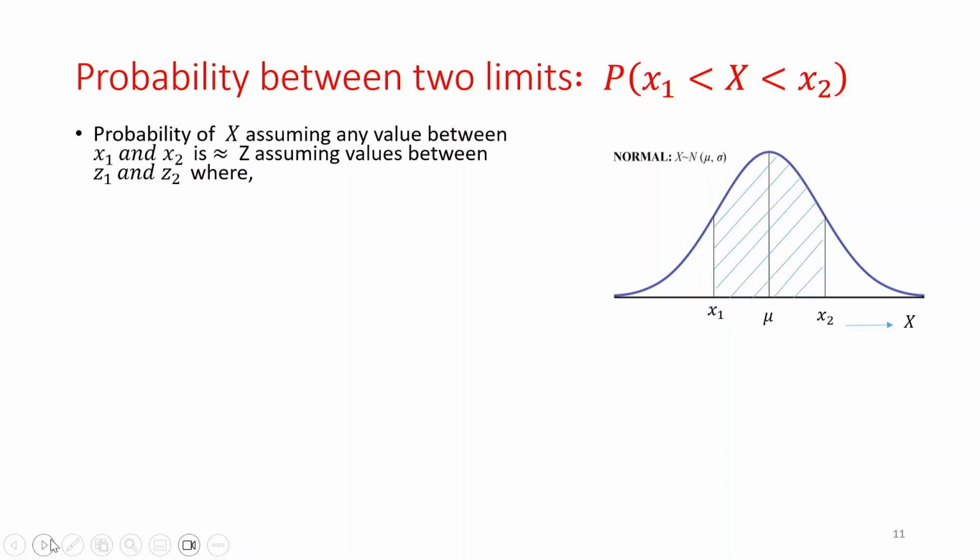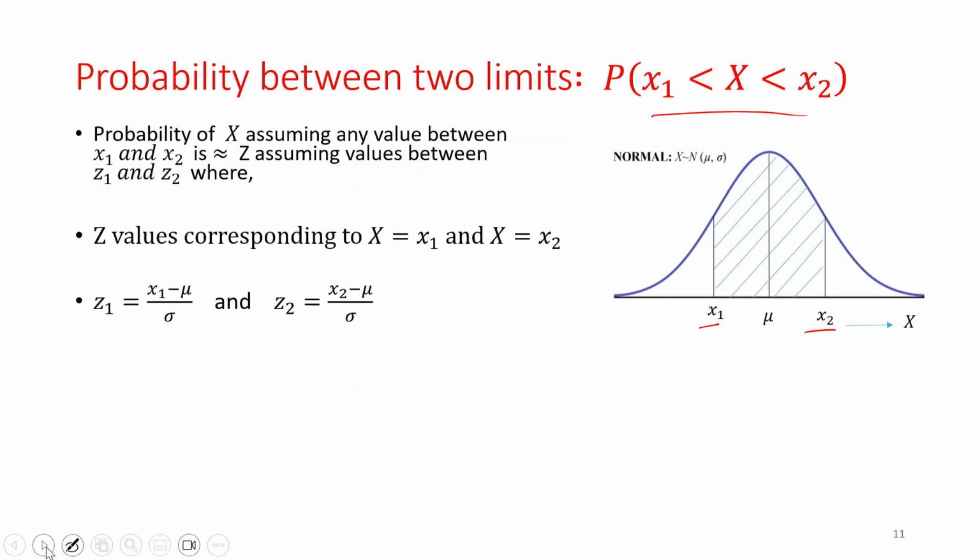And if I want the probability between two values x1 and x2, let us say this value, visually it means I need to know the area as shown by the hatched line. How much is the area between x1 and x2? Probability of X assuming any value between x1 and x2 automatically means Z assuming any value between z1 and z2. That means I need to know the corresponding value of z1 here and the corresponding value of z2 for x2.